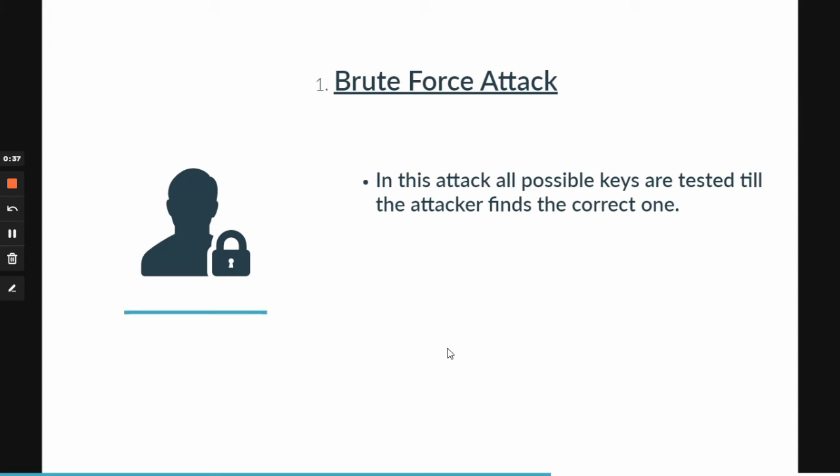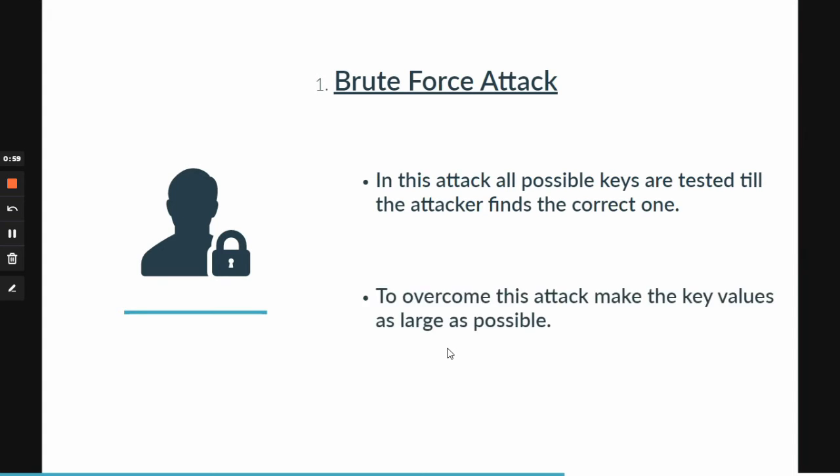Which means if it is given in the question that P and Q are 3 and 5, which are simple prime numbers, the attacker can easily guess that if he takes the first choice as 3 and 5, he can directly calculate the E value and he can decrypt the message. So that will be a great risk. To overcome this, we need to make these values of keys as large as possible.